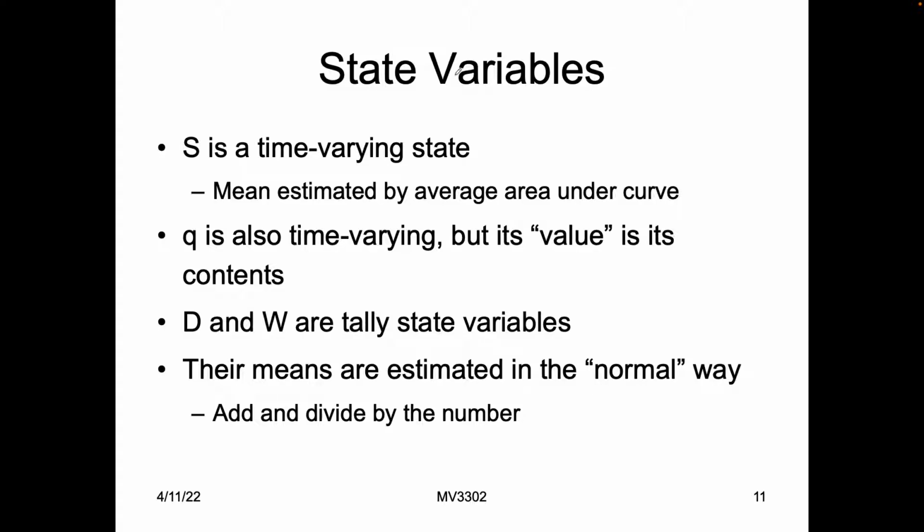But the delay in the queue, D, and the time in the system, W, those are tally state variables, because if you remember, when you computed those, you added them up and divided by the number, the normal means. So those are going to be a little bit different.